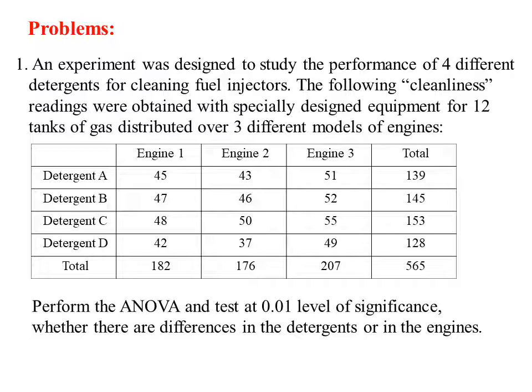Engine 1, detergent A, the values are 45, 47, 48, 42, and engine 2's column values are 43, 46, 50, 37. Then 51, 52, 55, 49. Right? Here we have 4 rows and 3 columns. Overall, the n value is 12, we can declare.